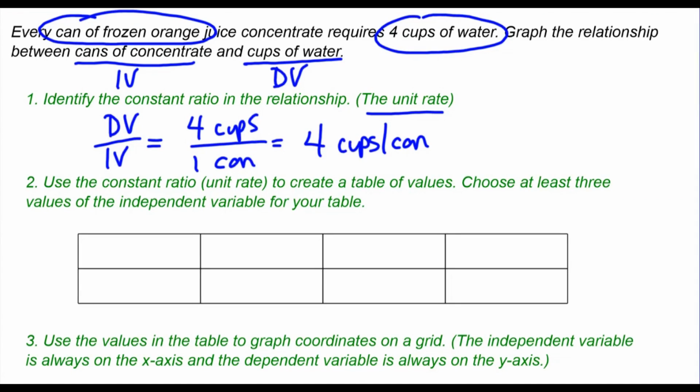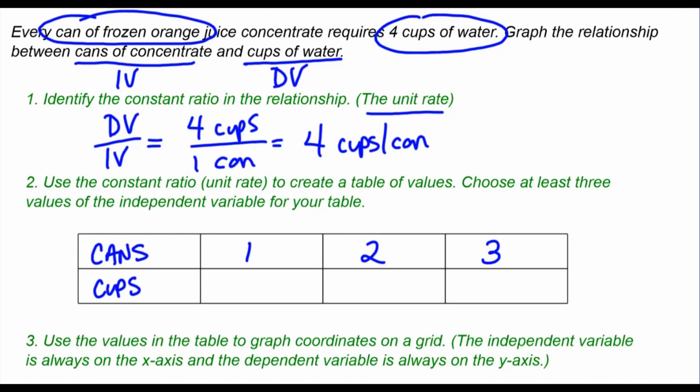So now I'm going to use that to make a table. So in my table, my independent variable is always going to go first. So this is cans, and this is going to be cups. So where I said I can choose any values I want or any number of cans that I want. So I'm going to choose 1, 2, and 3. I'm going to get creative there.